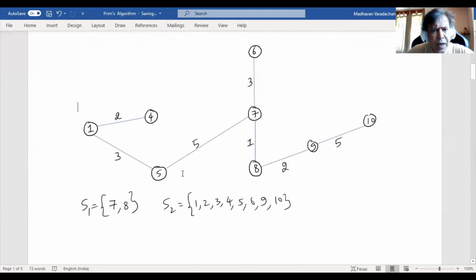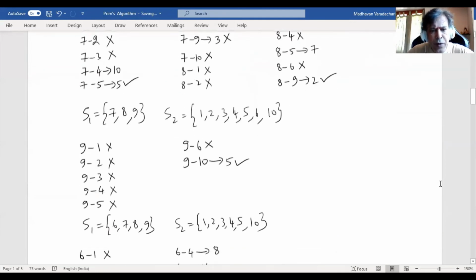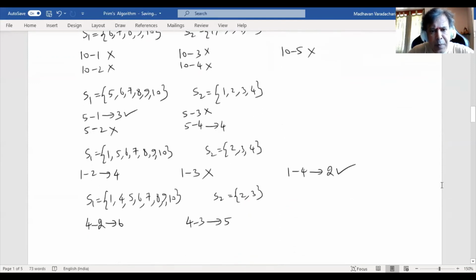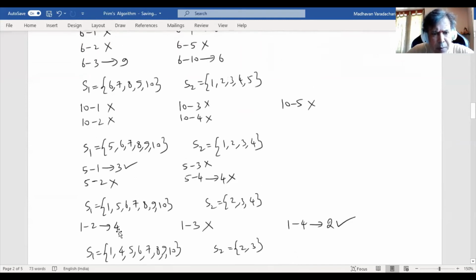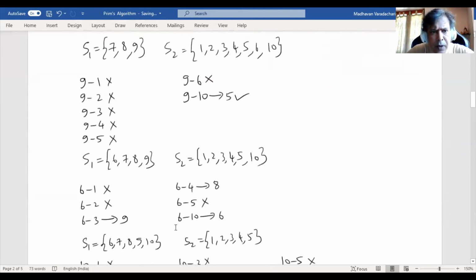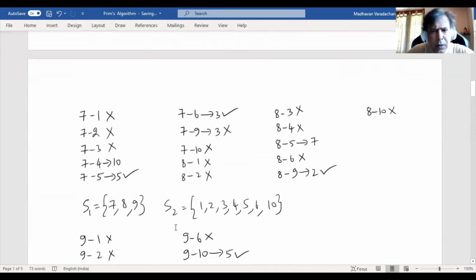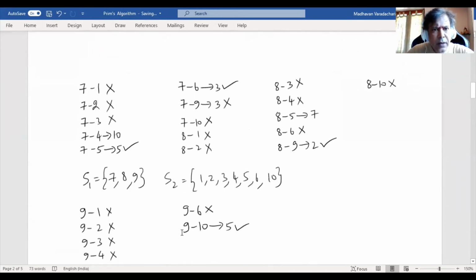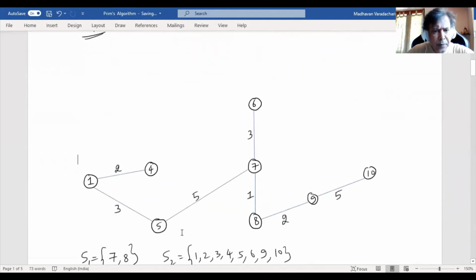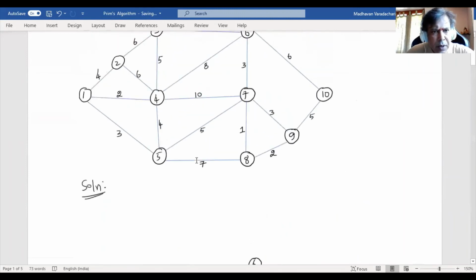5 to 4, if I do, it will become a closed. It will close, means it will not be a tree. So 5 to 4, I should not do. Let me put a cross here. Anything in having a weight 4, we will check apart from this 1 to 2. No, nothing is there. So only 1 to 2 is there. 1 to 2, is it possible? Yes, it is possible, because 2 is here.